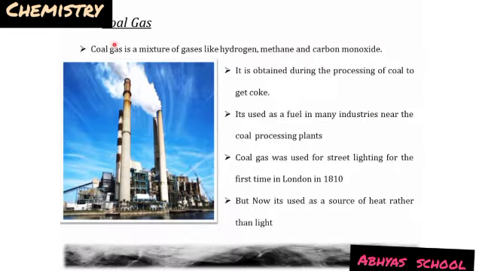The third one is coal gas. Coal gas is a mixture of gases like hydrogen, methane and carbon monoxide. It is obtained during the process of processing coal to get coke. That is, when coal is processed to make coke, coal gas is produced. It is mainly used as a fuel in many industries because all these gases are highly combustible. That is, it produces heat on burning. Therefore, it is used as a fuel in many industries near the coal processing plants. Coal gas was used for street lighting for the first time in London in 1810. But now it is used as a source of heat rather than light.